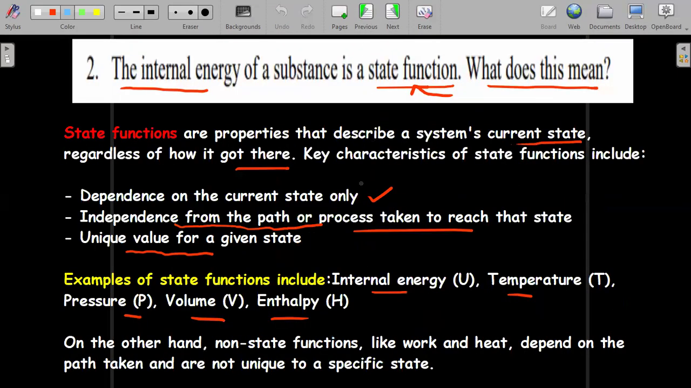So when it comes to chemistry, you have to give the actual examples. Don't give our location as an example. I was just using it to explain. So you say internal energy is an example of a state function, because it doesn't matter the path that you take, you are still going to reach the same internal energy. Even the temperature, the pressure, the volume, and the enthalpy. Those are examples of state functions. On the other hand, we have non-state functions like work and heat. They depend on the path taken and are not unique to a specific what? State. So I've explained that.